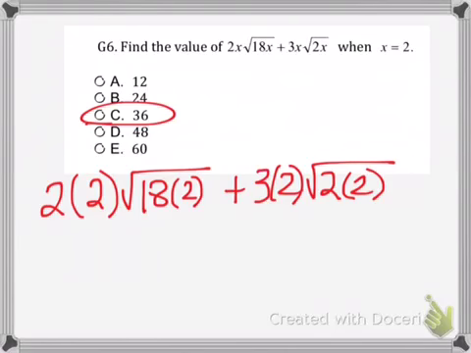Number 6, find the value of 2x square root 18x plus 3x square root 2x when x equals 2. So all you need to do is substitute a 2 everywhere there's an x, put it in the calculator, and your answer is 36.